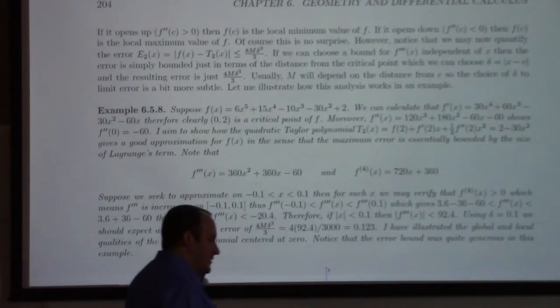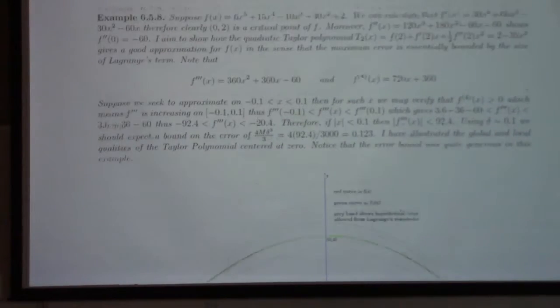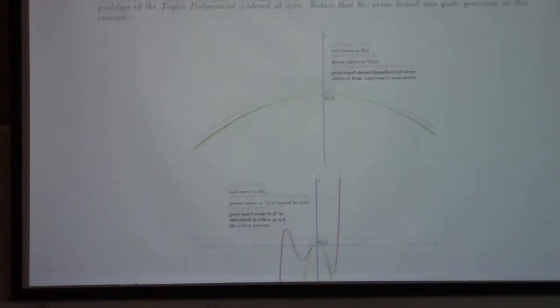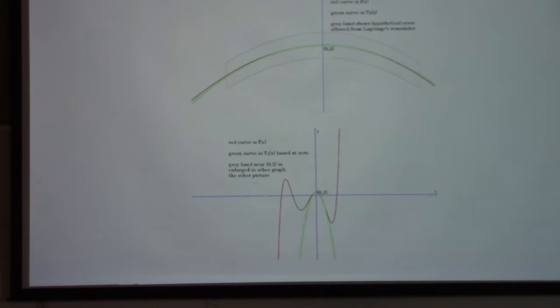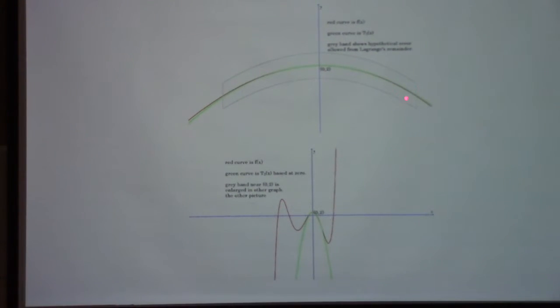And then what I did below is I just graphed the quintic, the fifth order polynomial, as well as the quadratic. And so the gray here is the error bound, which is illustrative of Lagrange's formula for the remainder, the error estimate which follows from that. And so the red is the actual function, the green is the quadratic Taylor polynomial, and as you can see, there's very good agreement. And in fact, the Lagrange remainder is actually quite generous, maybe too generous.